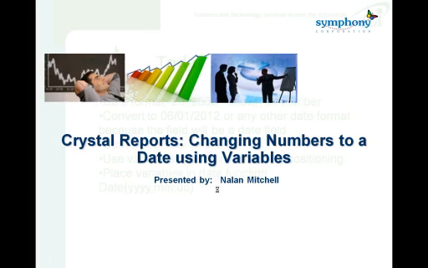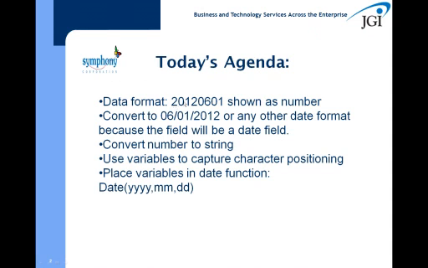Change the numbers in our today's agenda. We're looking at the date format. Now this is the numbers: 2012, or the year's 2012. The month is June, and the date's 1. And we want to convert it to more of a date format. We're going to convert it to a date so that you can format any date format you want to, because it will be a date field.